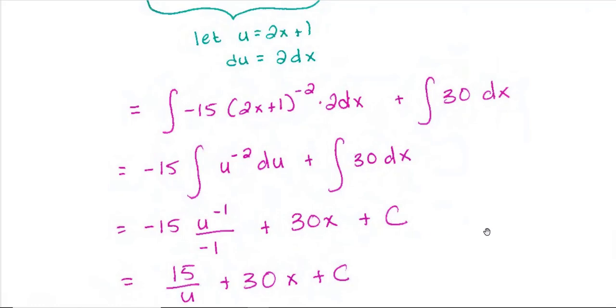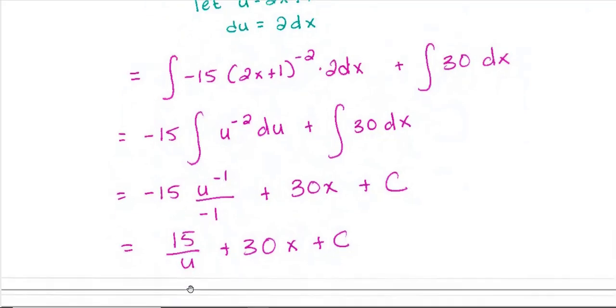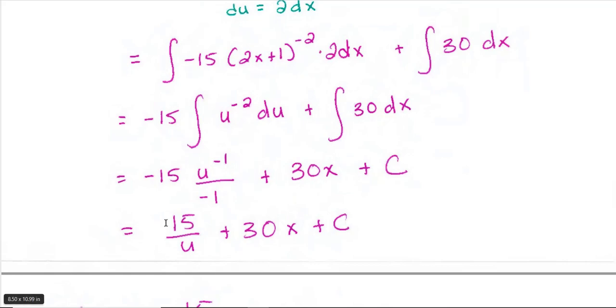Now you might be asking, why didn't I add two c's? Well, c is just a constant, and a constant plus a constant is another constant, so we just need 1 plus c. And so now, negative 15 over negative 1 will reduce to a positive 15. Bring this u down to give it a positive exponent. And I have 15 over u plus 30x plus c.